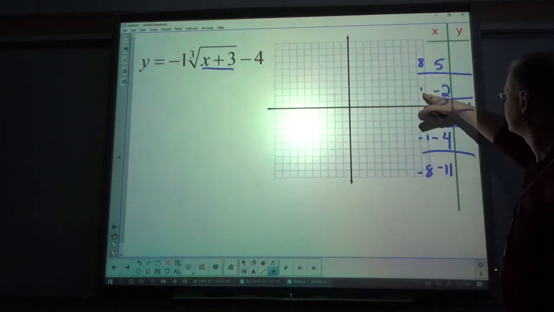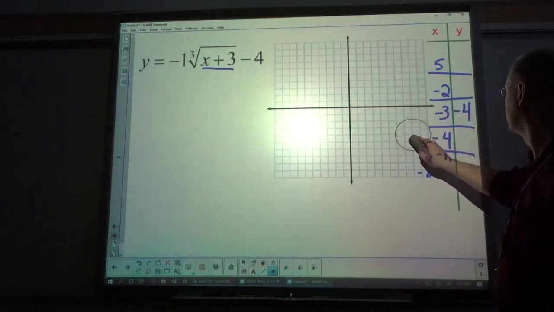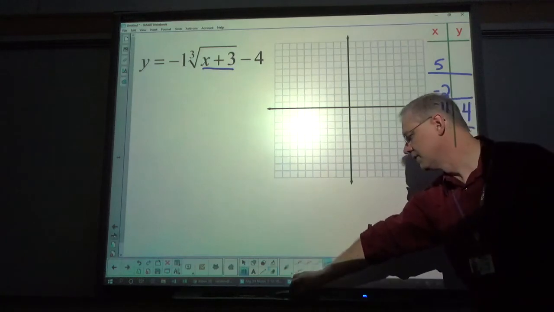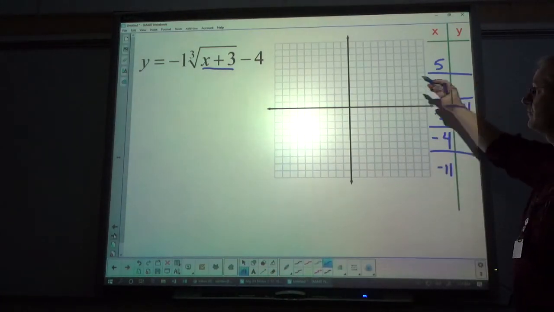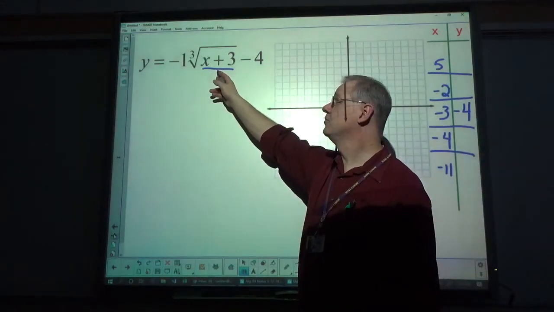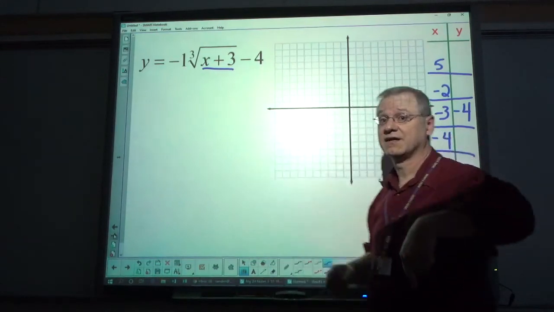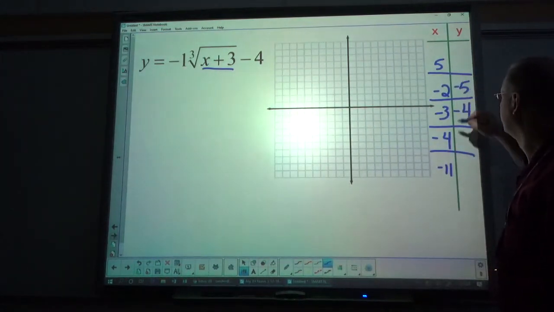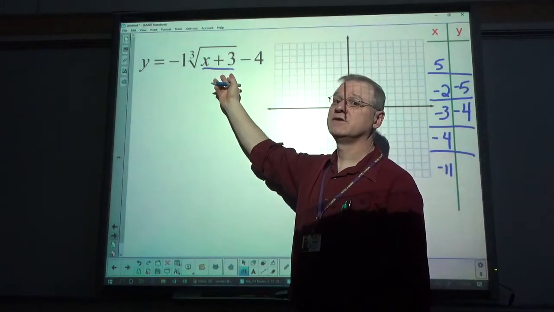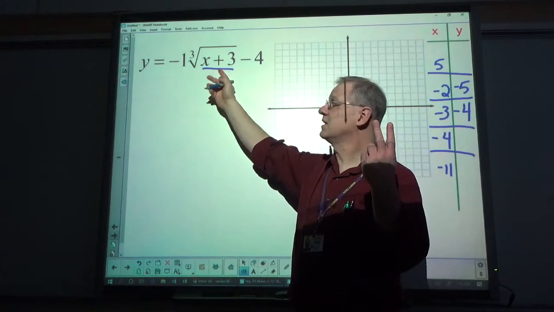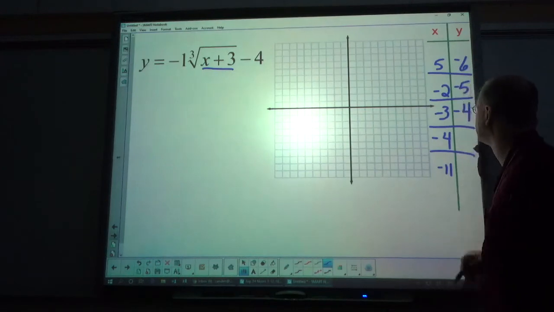Now I'm going to erase these just so that they're not in my way and they don't confuse me as I'm working my way along. All right. -2 plus 3 is 1. Cube root is 1. Times -1 is -1. -1 and -4 is -5. 5 plus 3 is 8. Cube root of 8 is 2. Times -1 is -2. And -4 is -6.